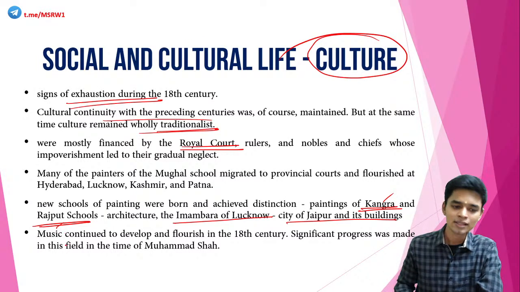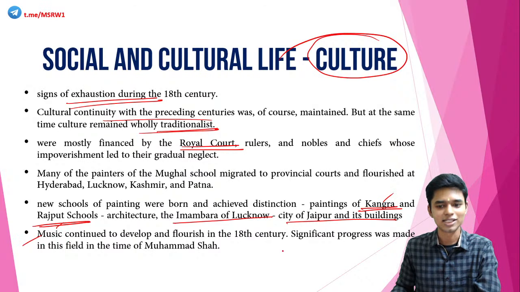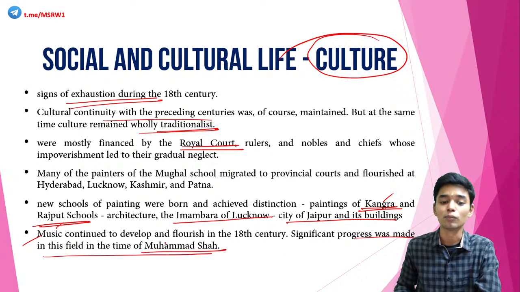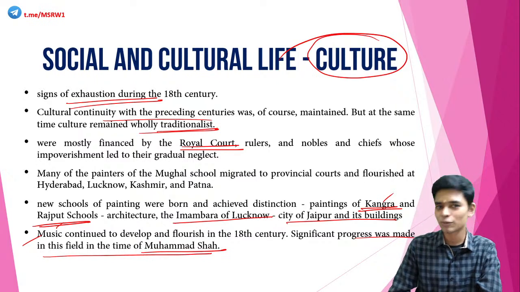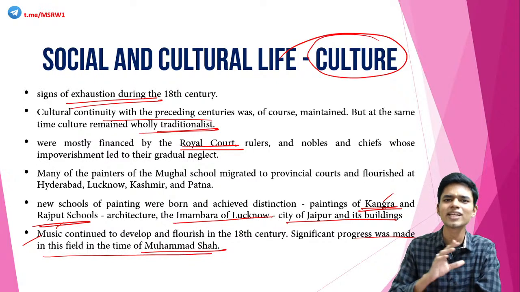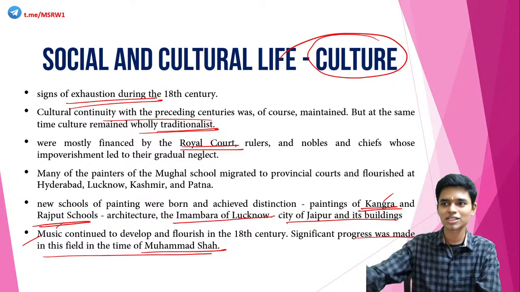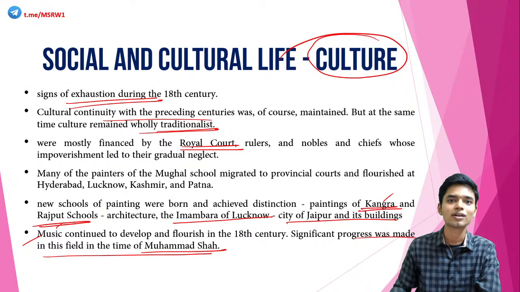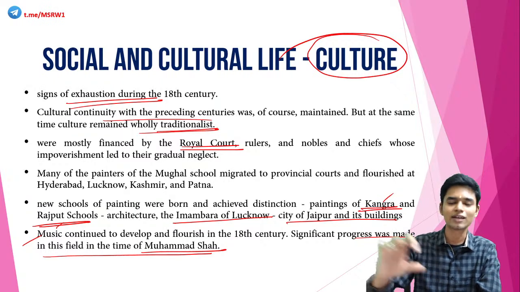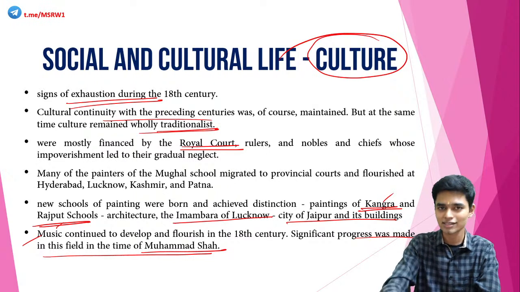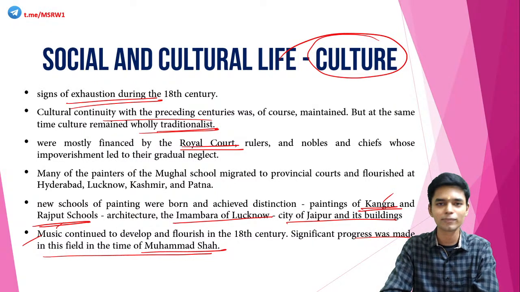Music continued to develop and flourish in the 18th century. Significant progress was made in this field at the time of Muhammad Shah. Yesterday we studied about Muhammad Shah. He was a very luxury-loving, worthless ruler in the sense that he was not at all a good statesman, but he was very enthusiastic about music. So music developed under the reign of Muhammad Shah Rangila. It is under his reign that Nadir Shah came to India. I hope you remember that.